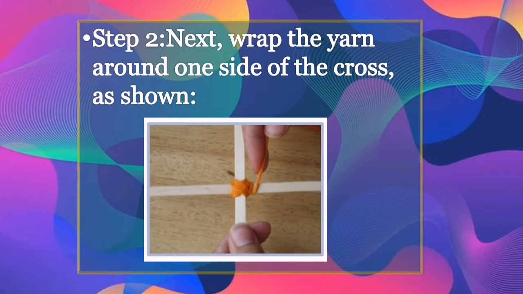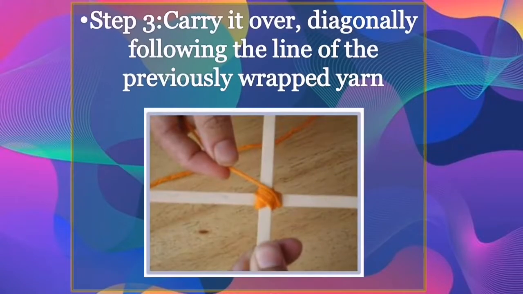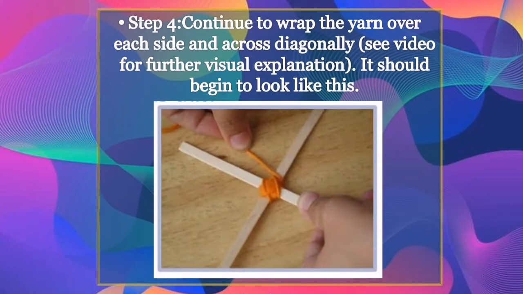Step 2, wrap the yarn around one side of the cross as shown. Step 3, carry it over diagonally, following the line of the previously wrapped yarn. Step 4, continue to wrap the yarn over each side and across diagonally. It should begin to look like this.